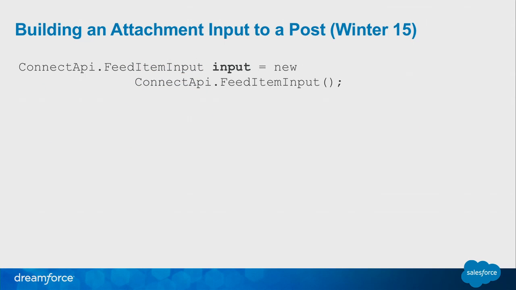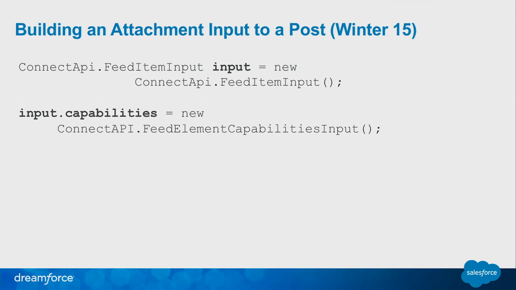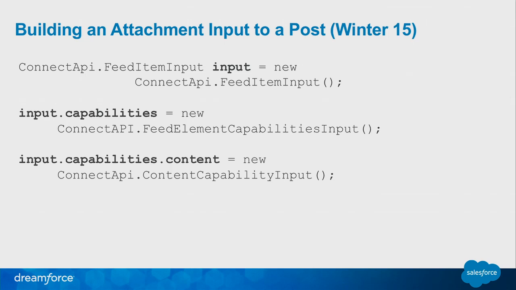Same as last time, we create the feed item input. But now, remember we had input body, which was all of our message segments. Now we have another thing, input capabilities. Again, we need to create a new instance of it. We're going to create a new instance of the content, because remember, capabilities is kind of a wrapper for all of the content, bookmarks, comments, and everything else. So we create a new version of the content capability. And then in this case, we're just going to set the title, which is the title that will appear in the post.